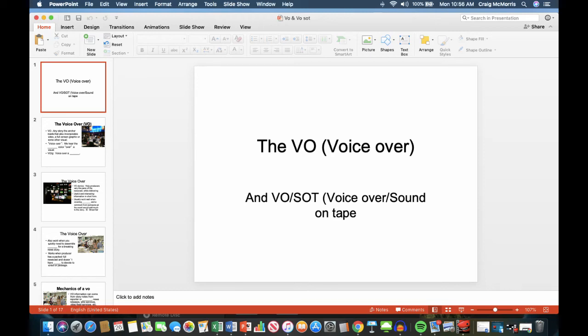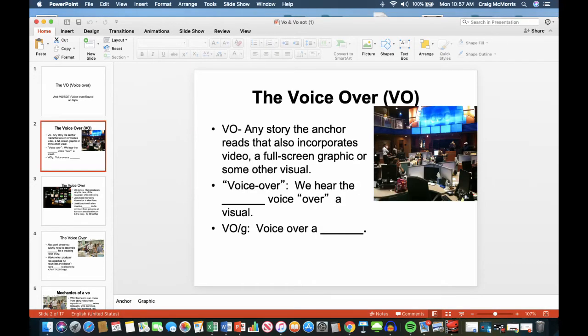The voiceover and the VO SOT, also known as voice SOT or voiceover sound on tape. The voiceover, or VO. A VO is any story that the anchor reads that also incorporates video, a full screen graphic, or some other visual. Voiceover: we hear the anchor voice over a visual. VOG: voiceover a graphic.